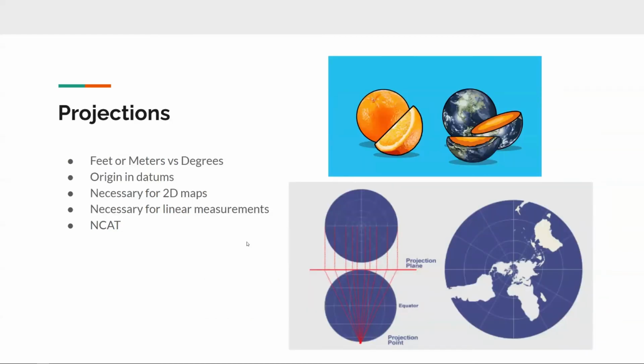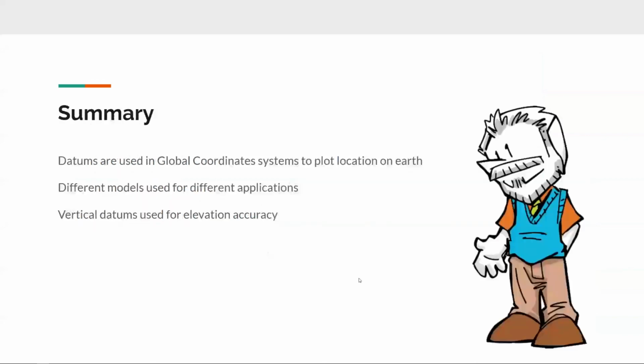And just wrapping it up here, projections, kind of tying it all back together. State plane, UTM, it's all based off these datums. You can think of a projection as shooting a bunch of light through a specific kind of shape, a projection plane, onto this planet, onto the datum. So different projections are based on different datums. If you have one projection based on WGS, another based on NAD, they're going to be offset a little bit, and every projection has a different origin point, but they are completely necessary if you try to do any linear measurements, and if you're making a 2D map or anything like that. Again, use NCAT if you're trying to do projections.